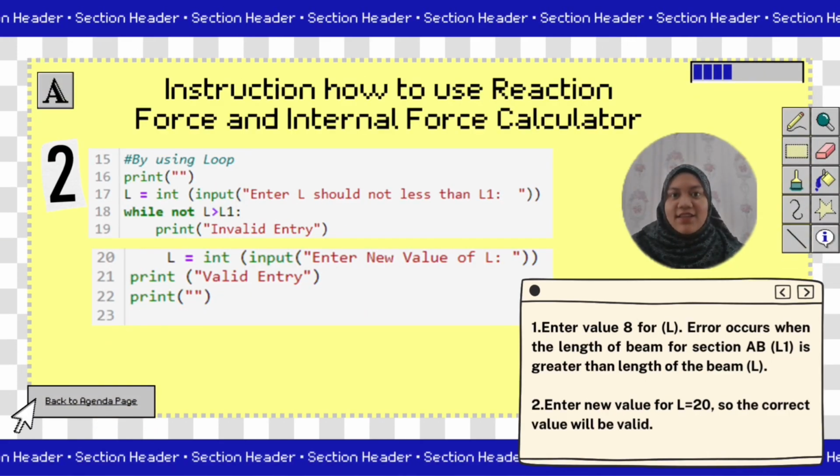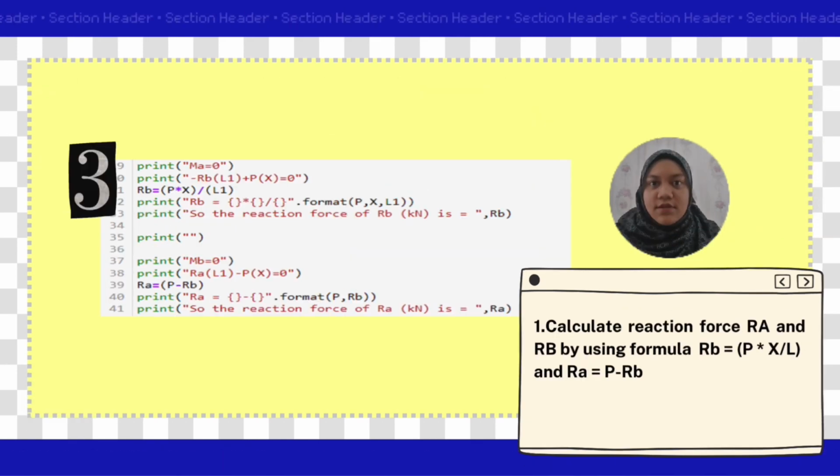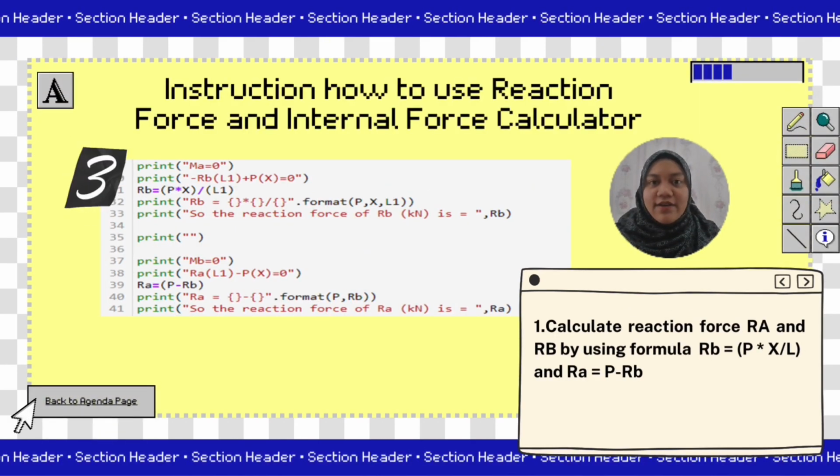Enter the value of L, for example 8. Error occurs when the length of the beam of section AB, which is L1, is greater than the length of the beam L. So, enter a new value of L, for example 20, so the correct value will be valid. Next, calculate the reaction force for RA and RB.